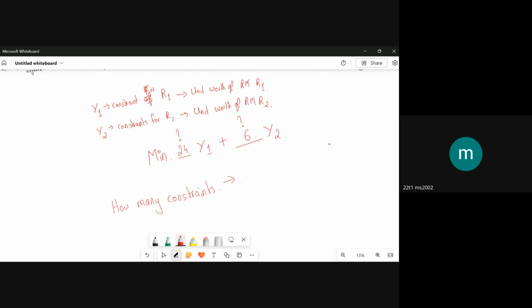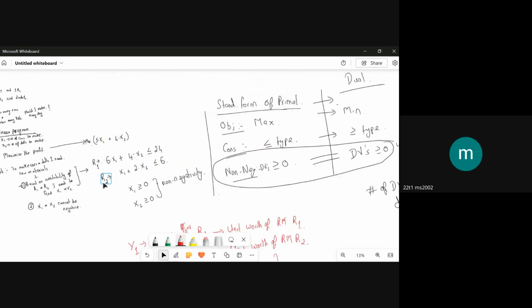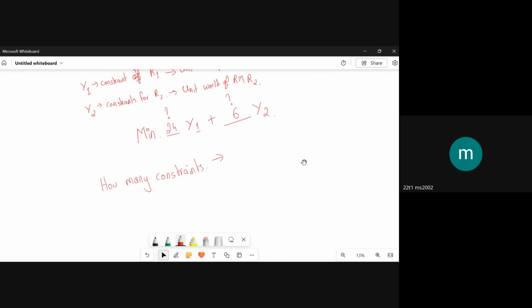So you have to tell me that it is the constraint variables of the dual. In this problem, I had R1 and R2. I wanted to find X1 and X2. Here, I want to know what is the worth of resource R1 and R2, given that I'm going to make X1 and X2. Right? So it is the other way around. So the number of constraints in the dual is equal to the number of decision variables in the primal, when it is in the standard form.